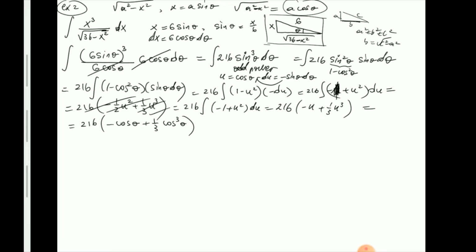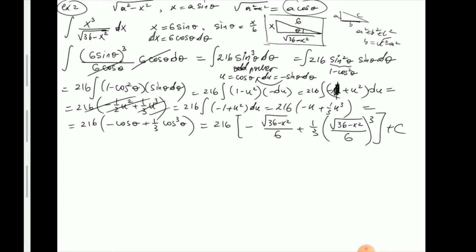And then finally we get cosine from the triangle in terms of x. So cosine is adjacent side over the hypotenuse. Once again, adjacent side over the hypotenuse to the power 3, and I'm going to leave it like that. Again, this can be simplified further, but let's not waste time with that at this moment.